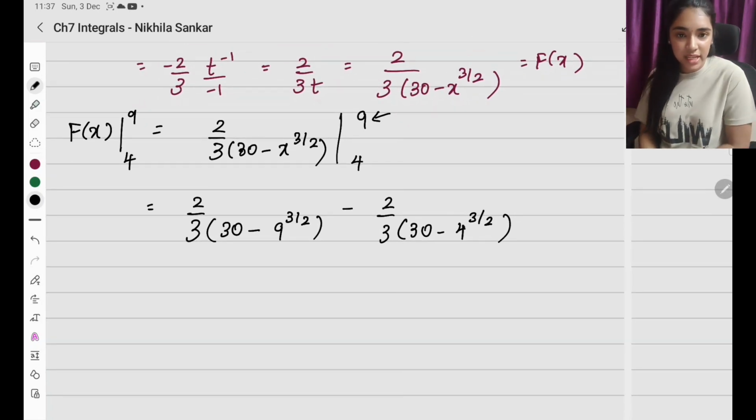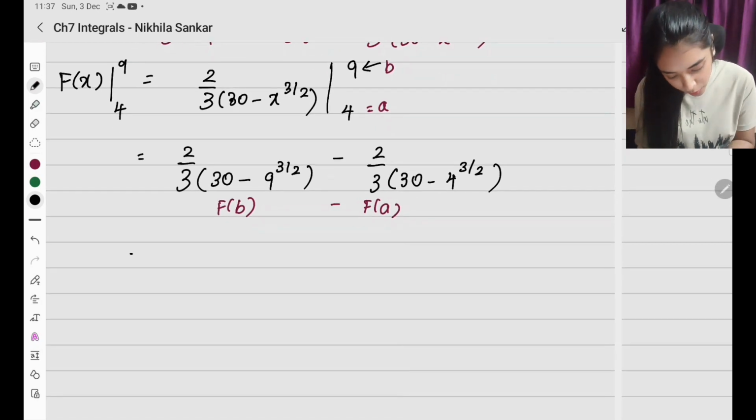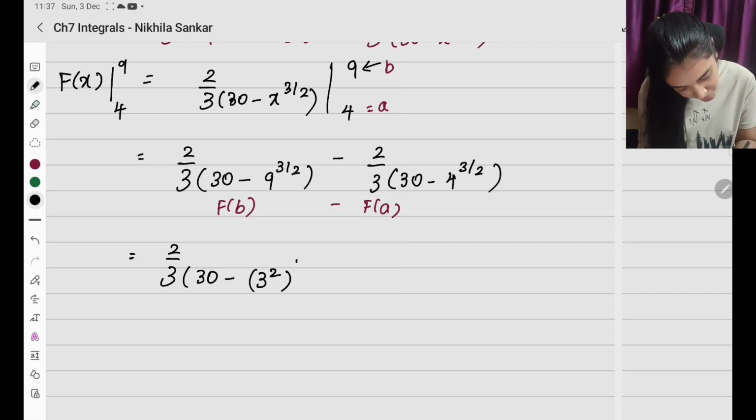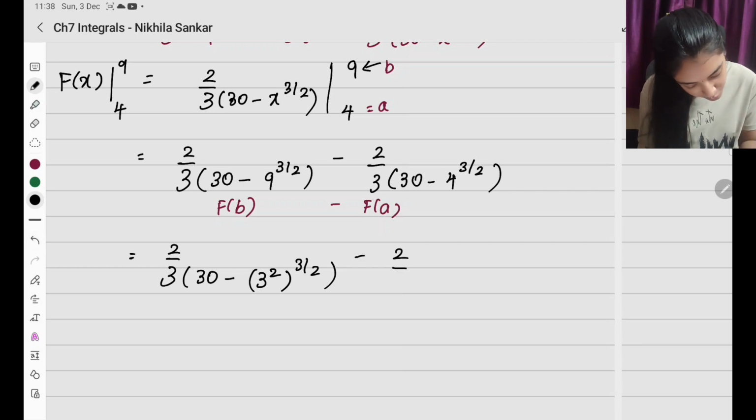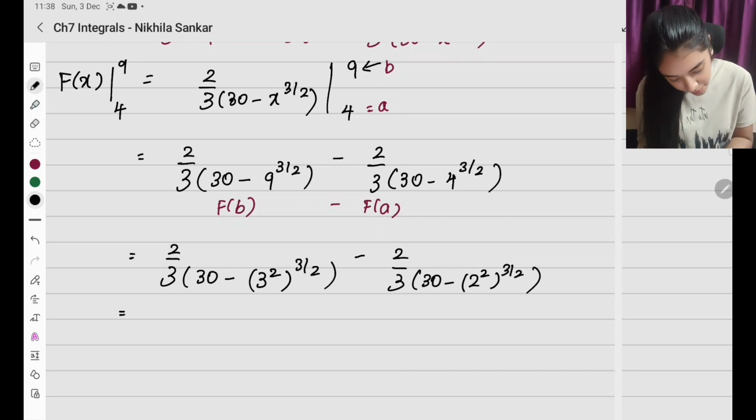f of b minus f of a. This is what I did here. Basically, f of b minus f of a, and this is my b, this is my a. Okay, understood? Now, I have 2 by 3 times 30 minus 9 to the power 3 by 2, how can I write it? 3 square to the power 3 by 2 minus, what do I have here? Minus 2 by 3 times 30 minus 4 can be written as 2 square to the power 3 by 2. When I simplify this, I have 2 by 3 times 30 minus, you see that the power gets cancelled.